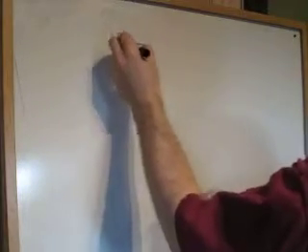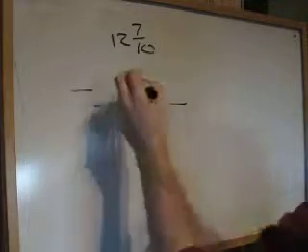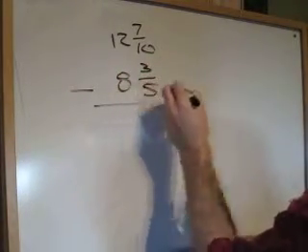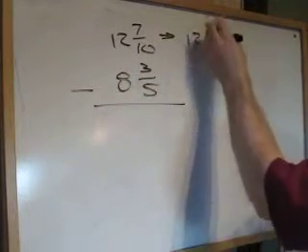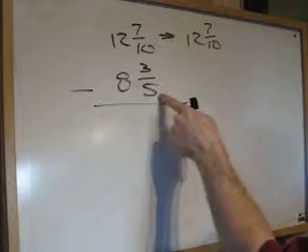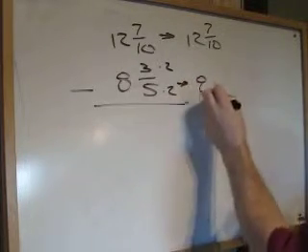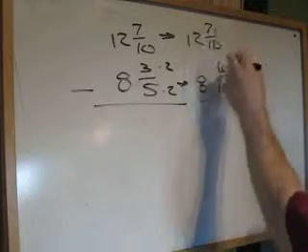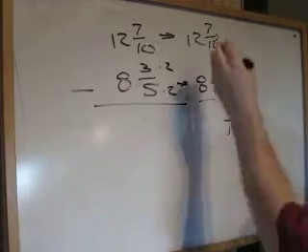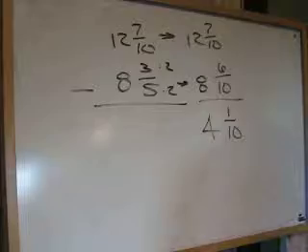Continuing on, let's do 12 and 7/10, and let's do the vertical method. 8 and 3/5. Okay, we need a common denominator. So we're going to leave this 12 and 7/10 because our common denominator is 10. So we had to multiply this by 2 to get those to be a 10. So we have 8 and 6 over 10, and we can subtract. Well, our 7 minus 6 is 1, so we have 1/10 there. 12 minus 8 is 4, and we end up with 4 and 1/10.